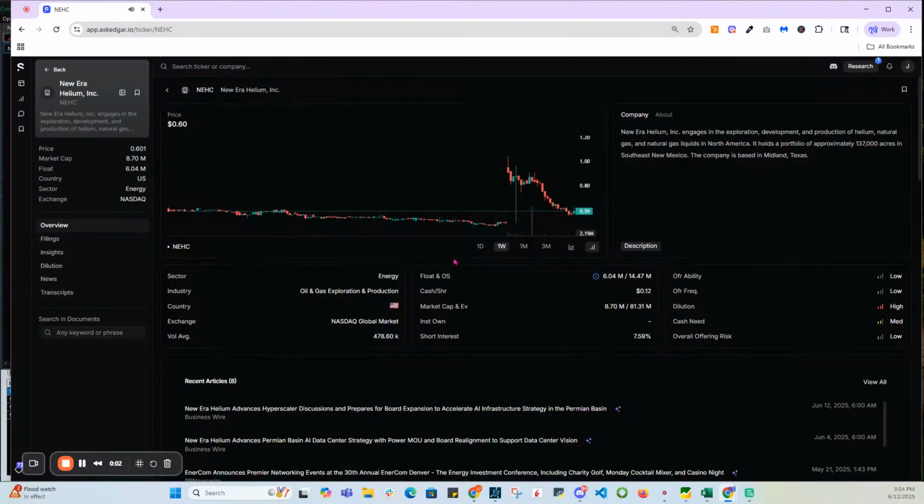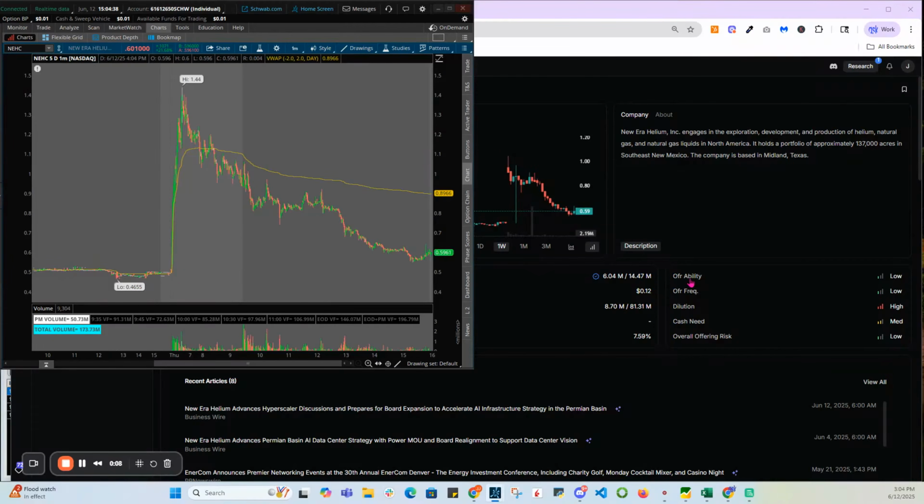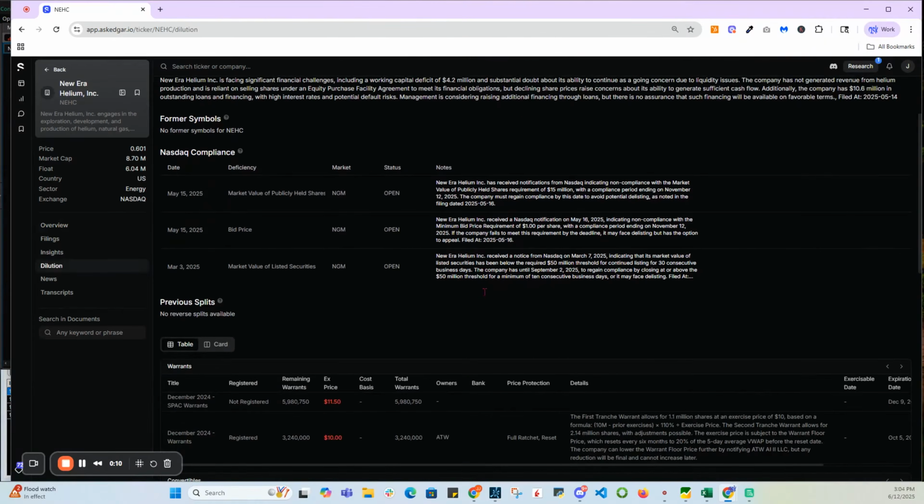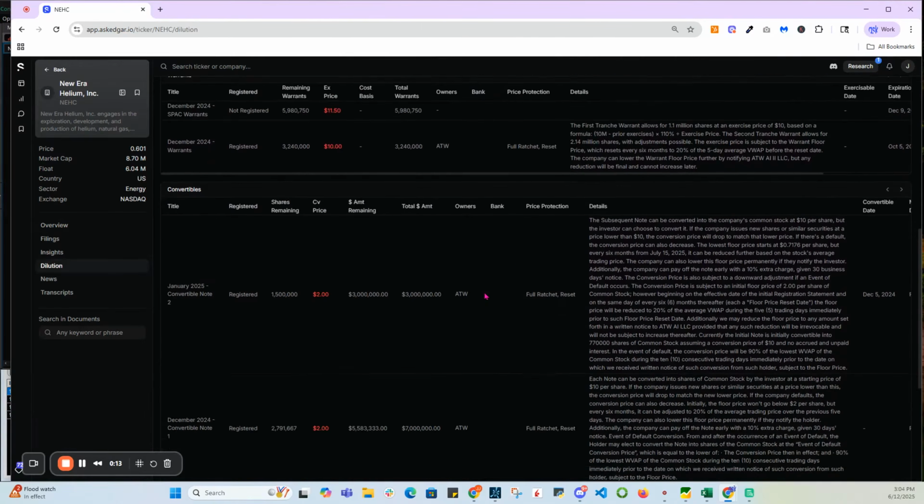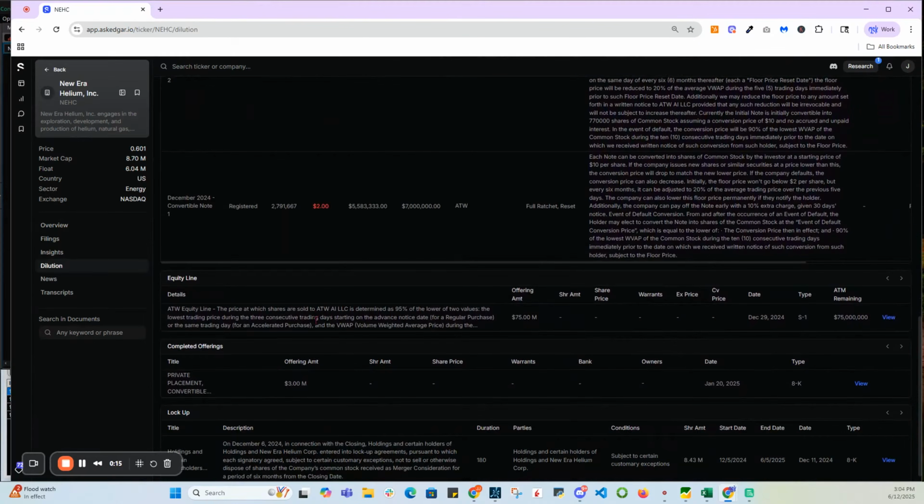So in this video, I'm going to go over equity lines, and I'm going to be going through this example on ticker NEHC. I believe this is the first time I've gone over equity lines, so that's here on the dilution tab on this equity line section.